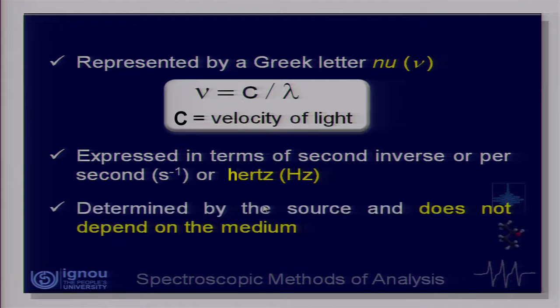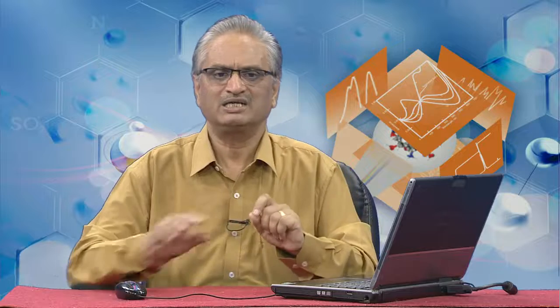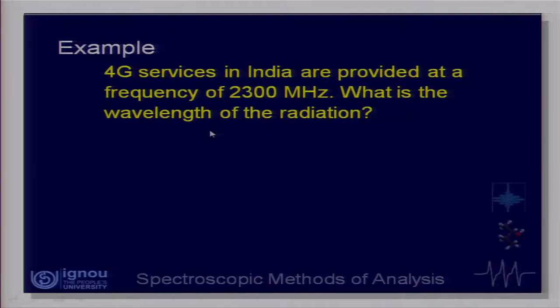Okay. Now, essentially the frequency of a given radiation is determined by the source and it does not depend on the medium. Let us move further and take up an example, because nowadays we are talking about 4G services in the mobile sector in the Indian context. These 4G services in India are provided at a frequency of about 2300 megahertz. So, what is the wavelength of the radiation? Let us try to solve this simple problem.